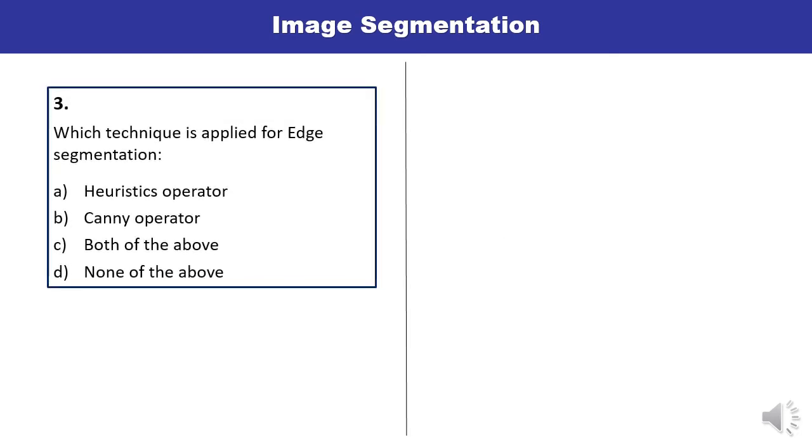Question number 3 is, which technique is applied for edge segmentation? Here you have to identify the technique which can be applied for the edge segmentation. It is a heuristic operator, canny operator, or both the operators can be used, or none of the above. So if you recall, heuristic and canny, both the operators can be used, means answer is C. Correct one.